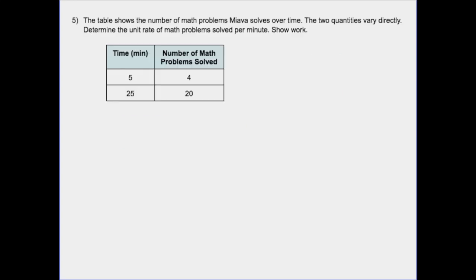Another table here. It says this shows the math problems Maeva solves over time. The two quantities vary directly. Determine the unit rate of math problems solved per minute. So we can do what we did before, where we divide y over x. 4 divided by 5, I get 0.8. The problem tells us that this varies directly, but we're just going to check that. 20 divided by 25, and we do get 0.8 again. And we want to know the unit rate of math problems solved per minute.